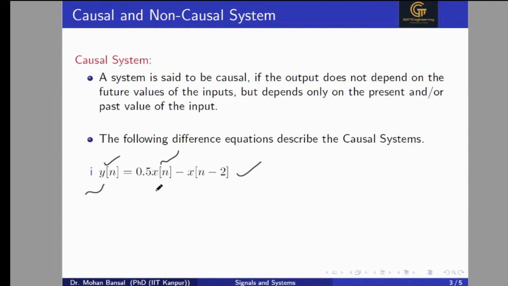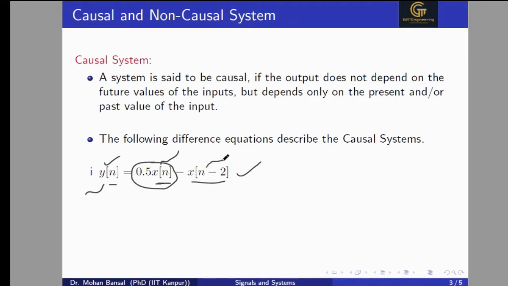So let's see, y[n] = 0.5 x[n]. Here we can see that x[n] and y[n] are at the same time. If we substitute n = 1, we will get x[1] here and y[1] here. So this term depends only on the present value of the signal. Now for this term, y[n] = x[n-2]. If we substitute n = 0, we will get x[-2] here. If we substitute n = 2, we will get x[0] here. If we substitute n = -2, we will get x[-4] here.